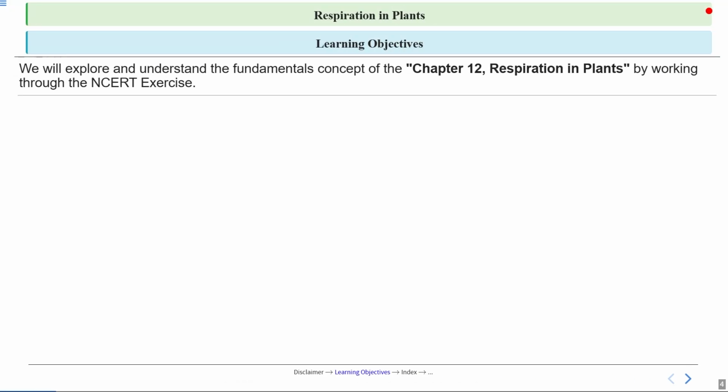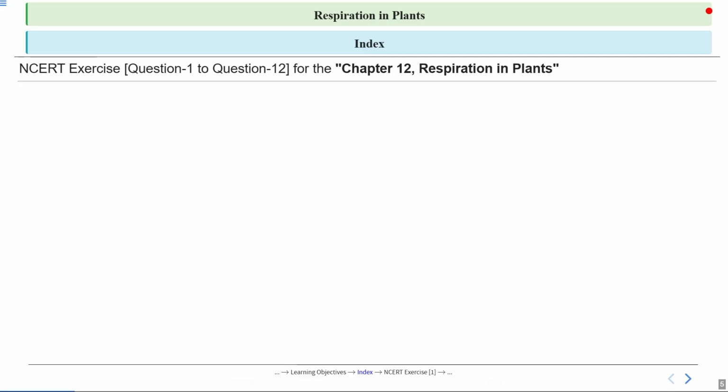Now let us take a look at learning objectives for our today's class. So we will explore and understand the fundamental concepts of respiration in plants by working through the NCERT exercise. This is the index. So we will solve question 1 to 12 of NCERT exercise for this chapter.